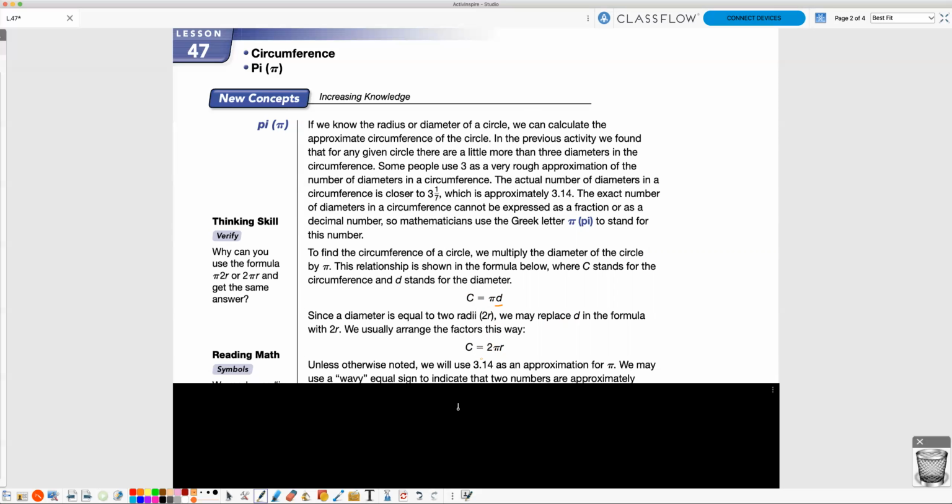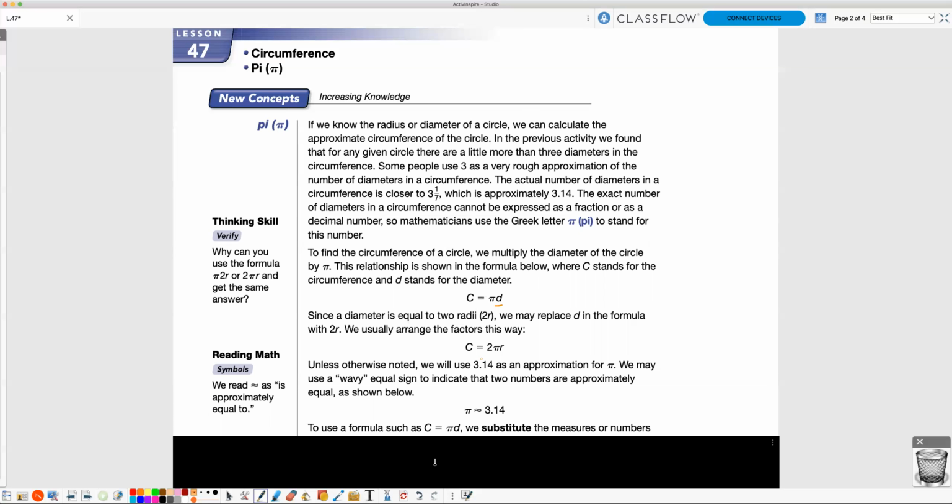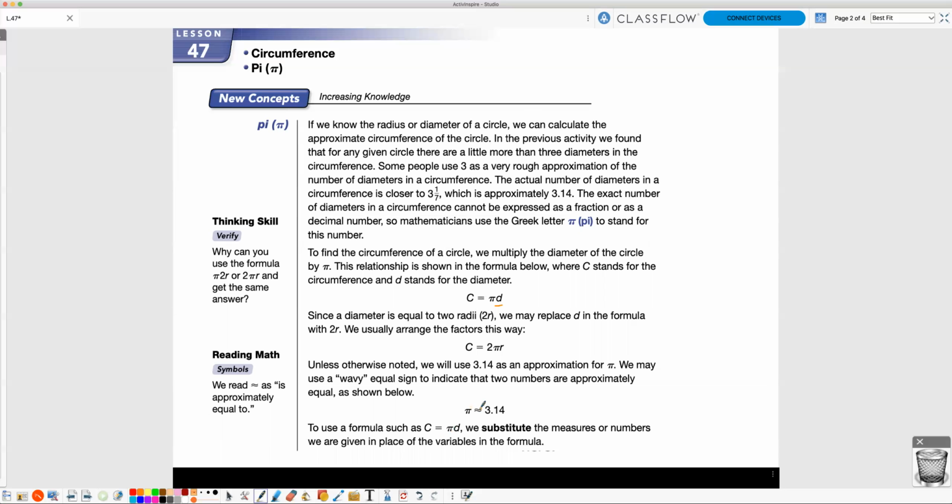Unless otherwise noted, we will always use 3.14 as the approximation for pi. We may use a wavy equal sign to indicate that the two numbers are approximately equal, as shown below. So pi is approximately 3.14. If we were to look up pi, it goes on to infinity, and it's never repeating, and some people know how to recite pi to hundreds and hundreds of places from memory. But for our purposes, we'll just use 3.14 for pi. It's an approximation, so it's not exactly equal. A wavy line means it's close.